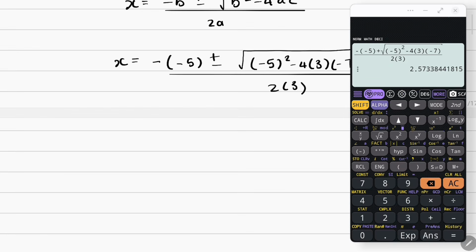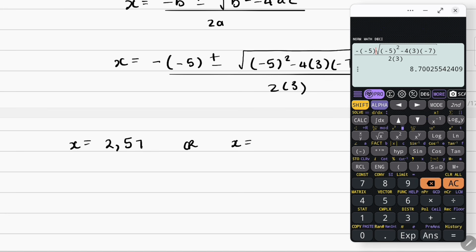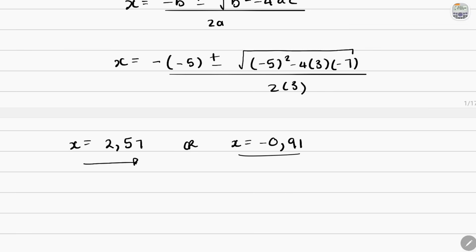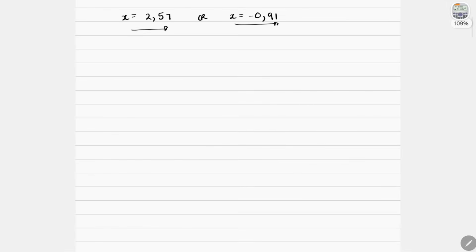Starting with the plus, x is equal to 2.57, rounded off to two decimal places, or x is equal to, and we change that to a minus, and we get negative 0.91. And that is our answer. Moving on to the next question.